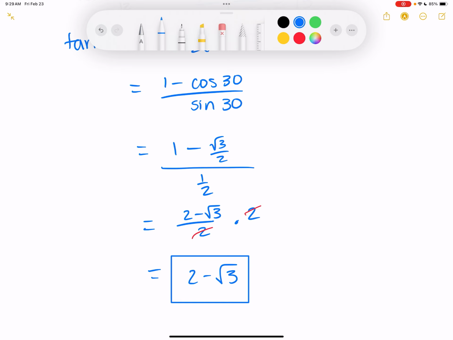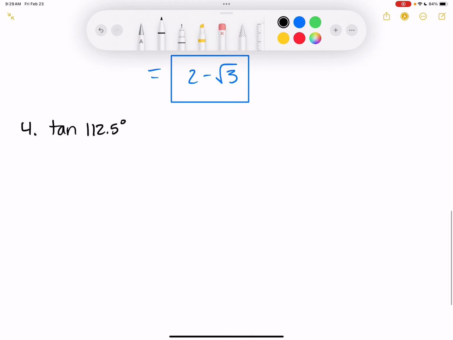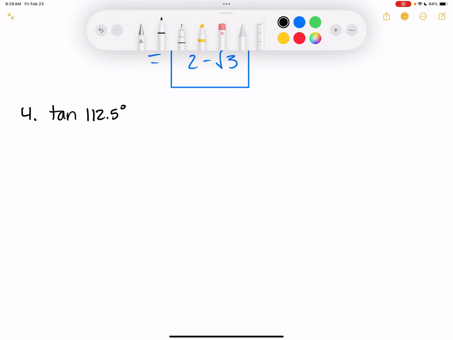All right, actually getting into some of the examples out of the book here now, or like some of the homework problems. Number 4, we have the tangent of 112.5 degrees. And it wants me to find the exact value of the expression, so just what I've done in the last couple. So what would the angle be that this is half of?